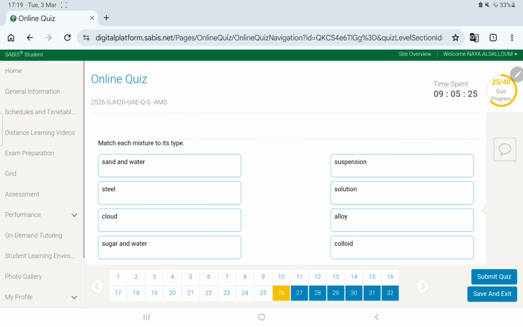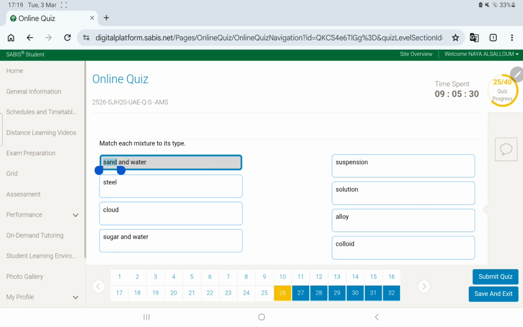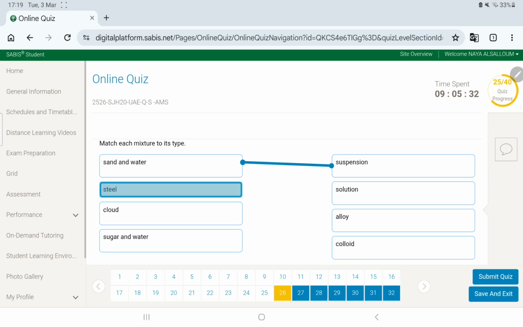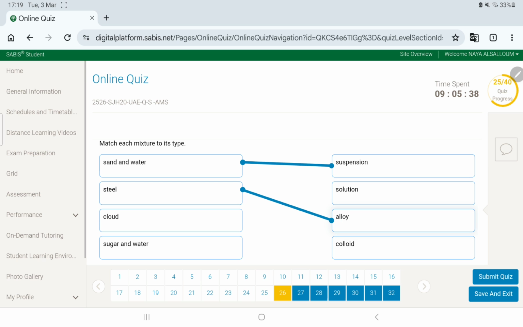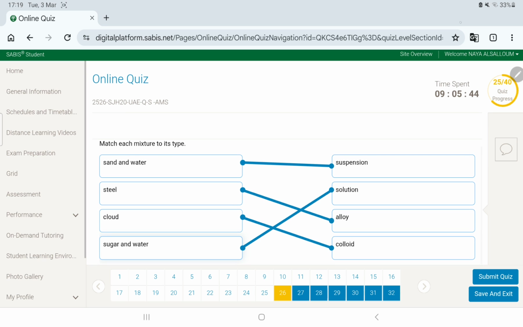Okay? Once again, sand in water, the sand settles, that's suspension. Steel is a metal solution, and a metal solution is an alloy. C for cloud, C for colloid. Sugar in water is just a basic solution. Okay? Guys, don't get confused. Don't put steel as a solution. It is a metal one. So for metal, it has its own category, which is an alloy. Okay?